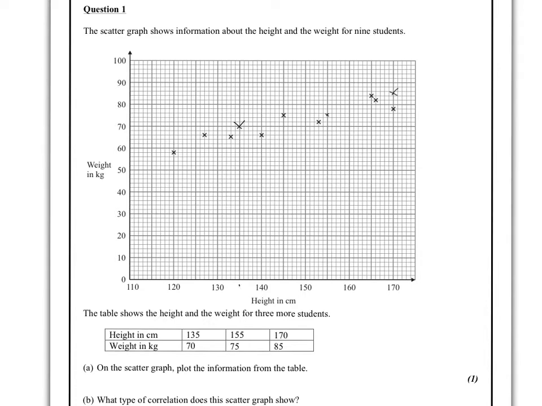The first one's at 135 centimetres and weight of 70 kilograms. So that's that one there. The next one is at 155 centimetres and 75 kilograms, which is halfway between 70 and 80. So that's that one there. And then the last one is 170 centimetres in height, and the weight is 85, which is halfway between 80 and 90. So that's that one there.